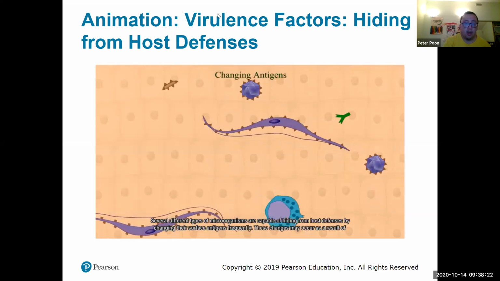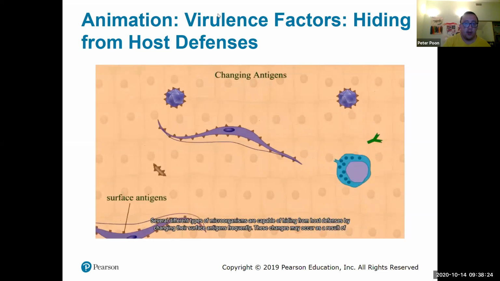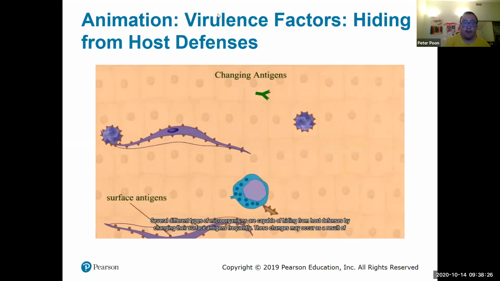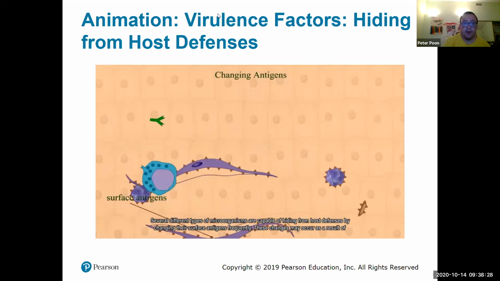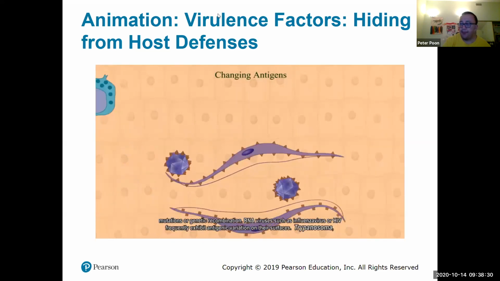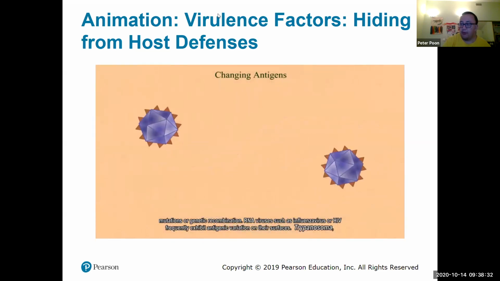Several different types of microorganisms are capable of hiding from host defenses by changing their surface antigens frequently. These changes may occur as a result of mutations or genetic recombination.